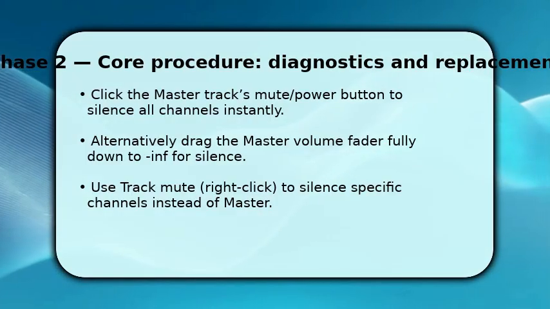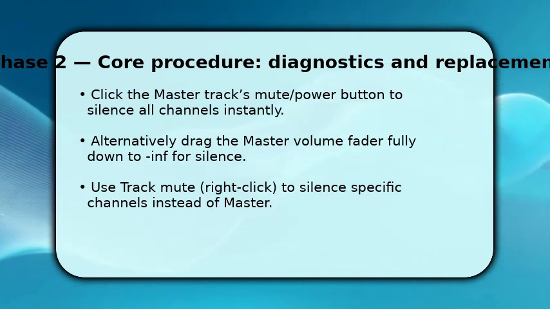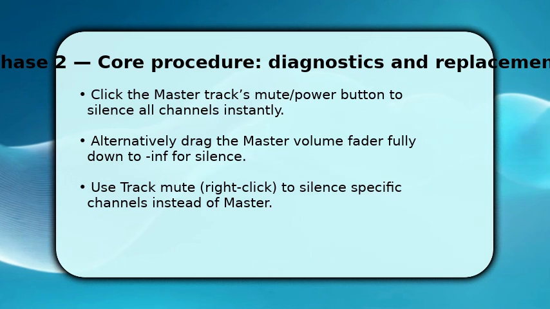Now mute the master to turn off playback. Click the small power/mute button on the master strip. This immediately silences every channel. If you prefer a gradual method, drag the master fader all the way down to -infinity. That reduces level rather than toggling audio.